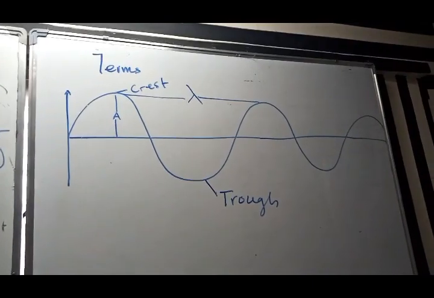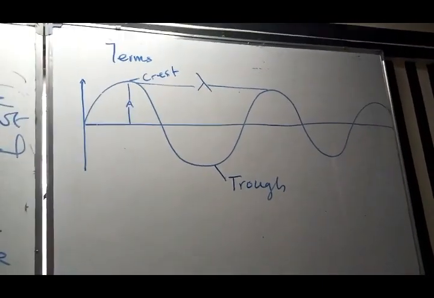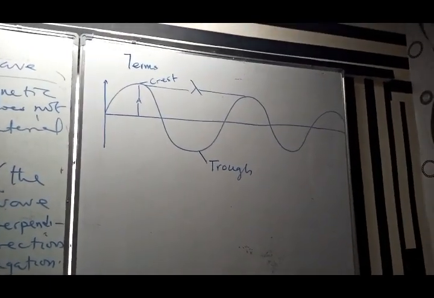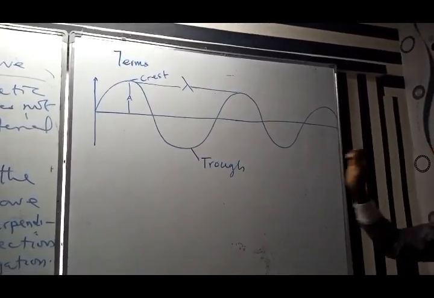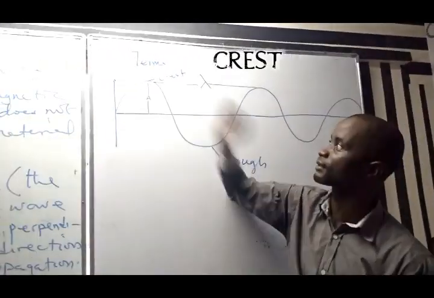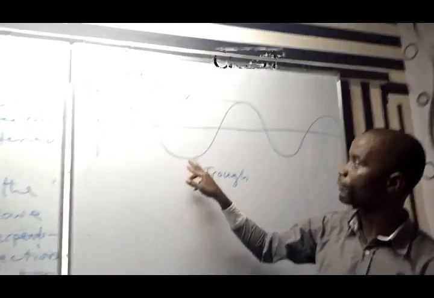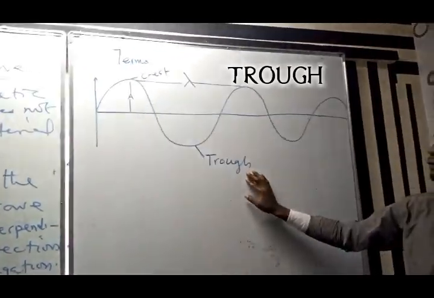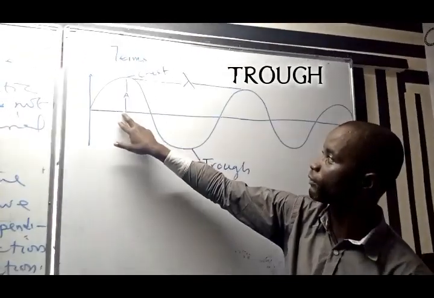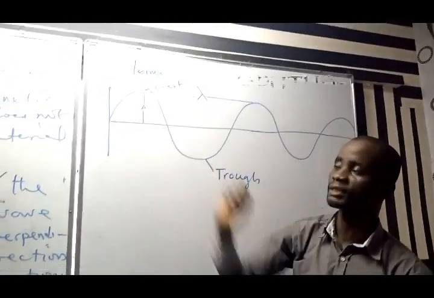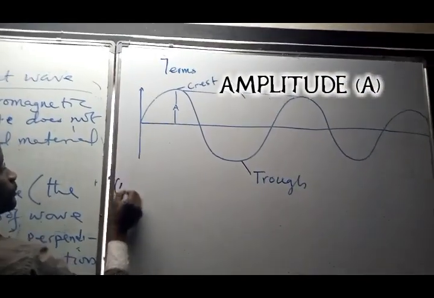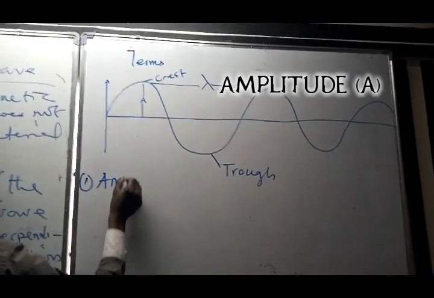This is an example of a transverse wave, which is a water wave. Now from this diagram, the highest point of the wave is known as the crest, while the minimum point of the wave is known as what? Trough. Therefore, the distance between the midpoint and the highest point is known as what? Amplitude. Now let's start from the word amplitude. One is amplitude.